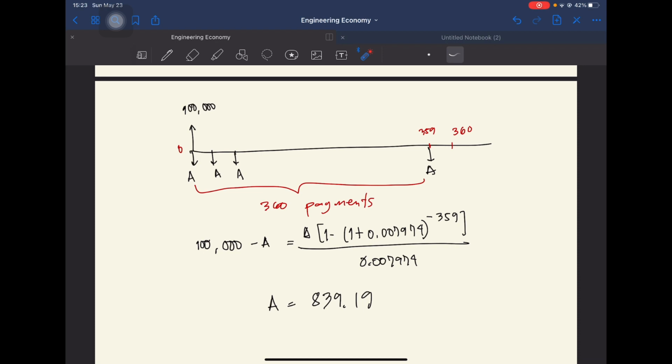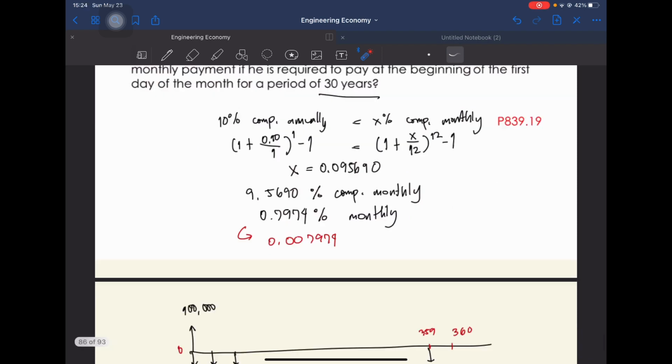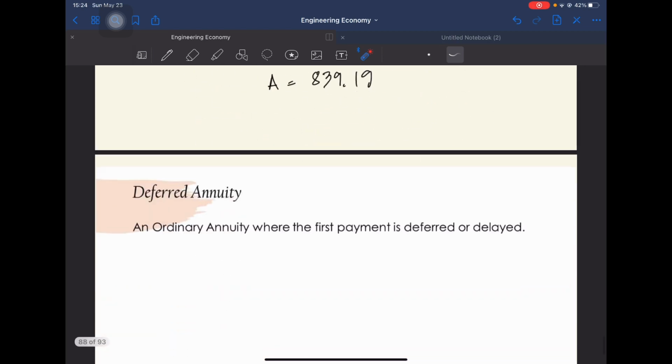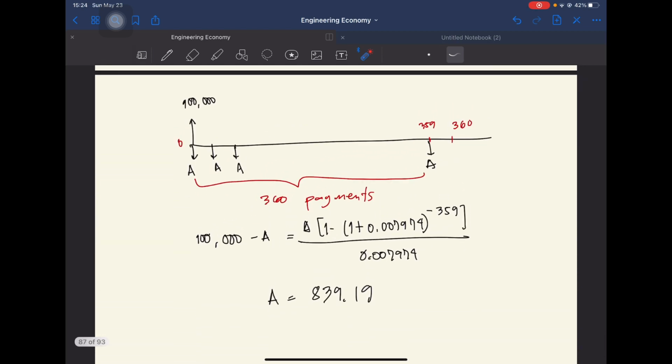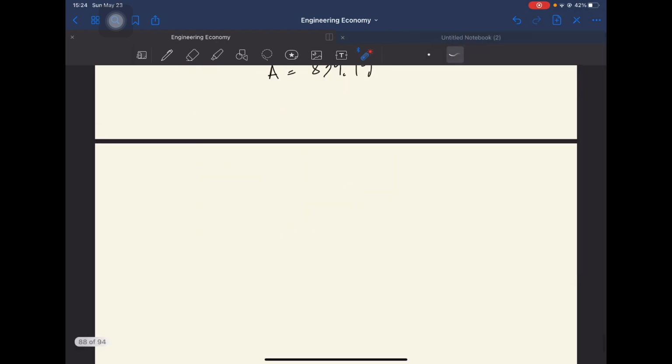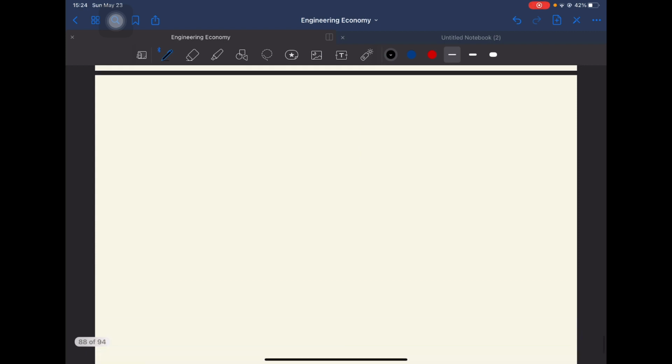Okay? So, anyway, pakita natin kung magkano yung magiging future worth niyan ng 100,000 pesos. Okay? Pakita natin ha. Using the formula presented earlier. So, this is your first payment, 839.19.